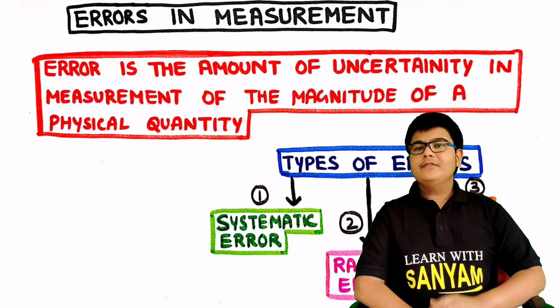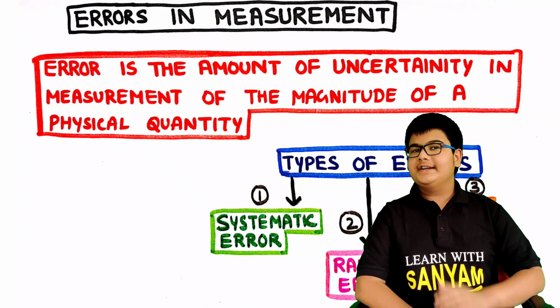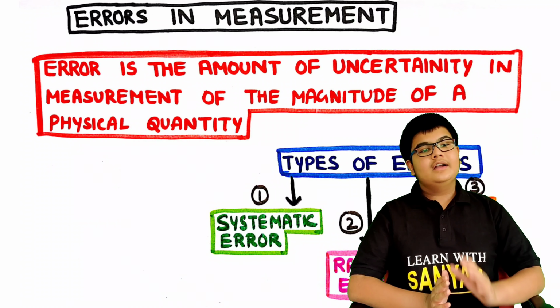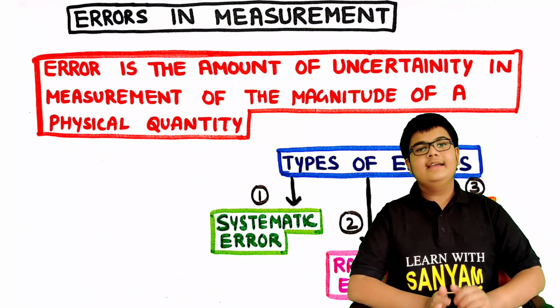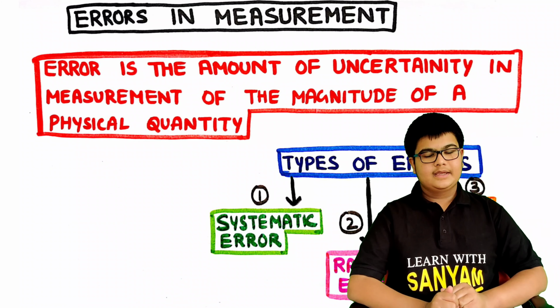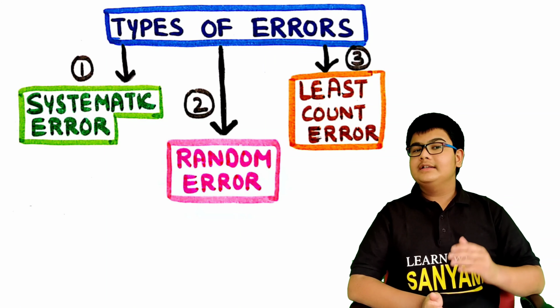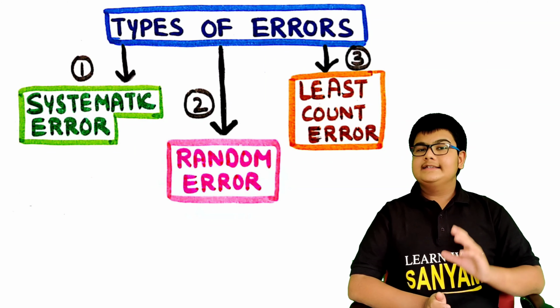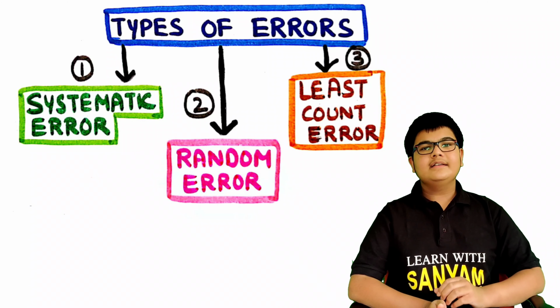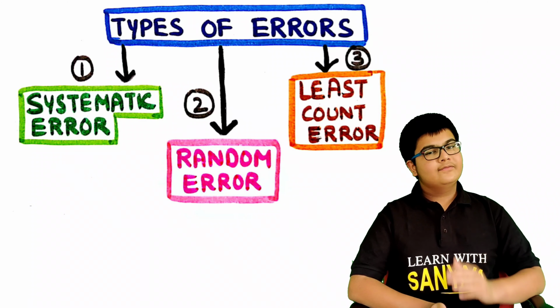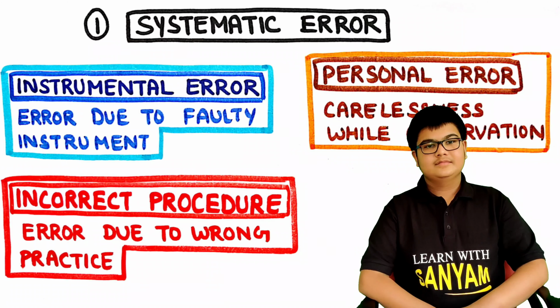Error is the amount of uncertainty in measurement of the magnitude of a physical quantity. So the amount of uncertainty or inaccuracy in measurement of a physical quantity is called error. Now there are different types of errors depending upon the source. These are systematic errors, random error and least count error. So let's study about them one by one in detail.